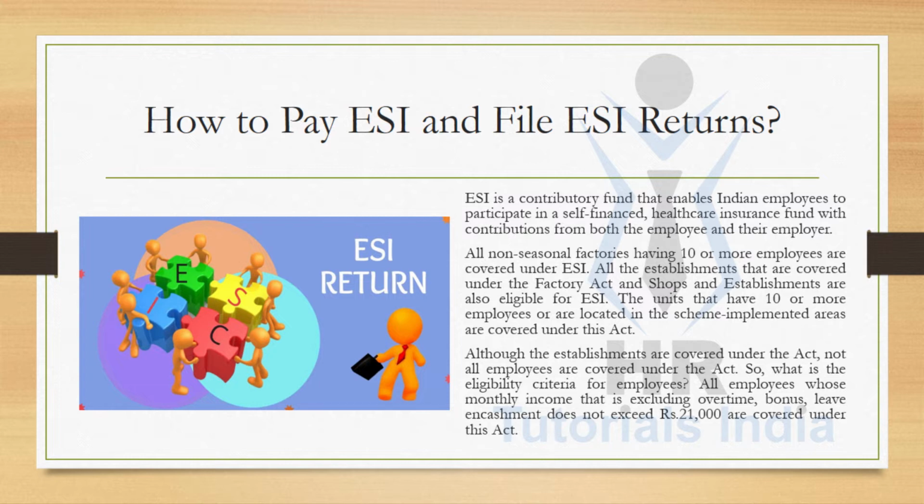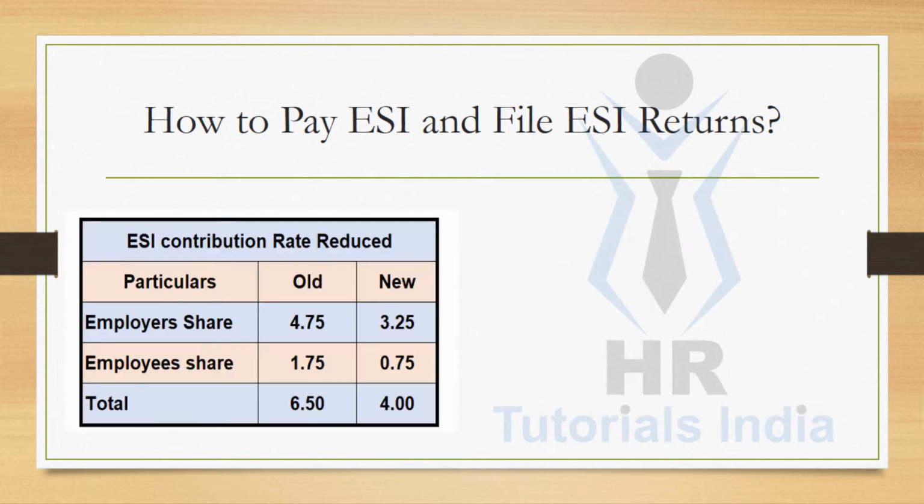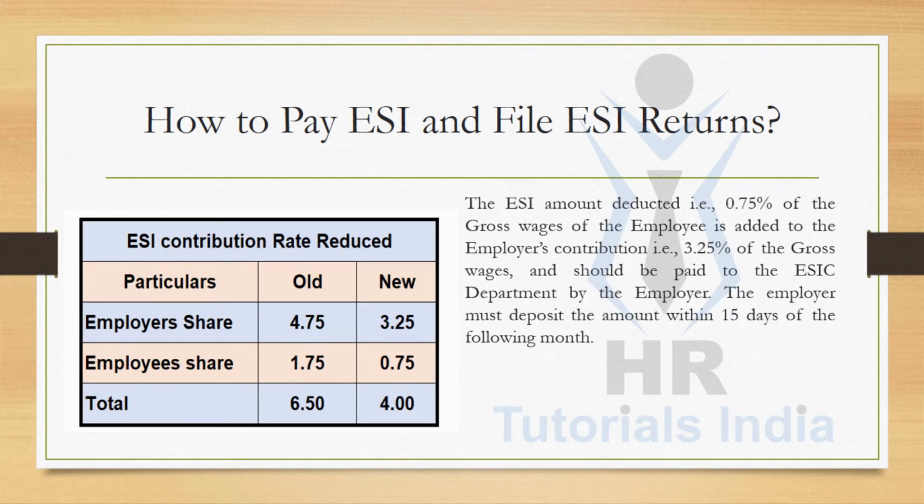But not all employees in the establishment are covered under this Act unless their monthly wages are less than or equal to 21,000. The ESI amount deducted, that is 0.75% of the gross wages of the employee, is added to the employer's contribution, that is 3.75% of the gross wages, and should be paid to the ESI department by the employer. The employer must deposit the amount within 15 days of the following month.